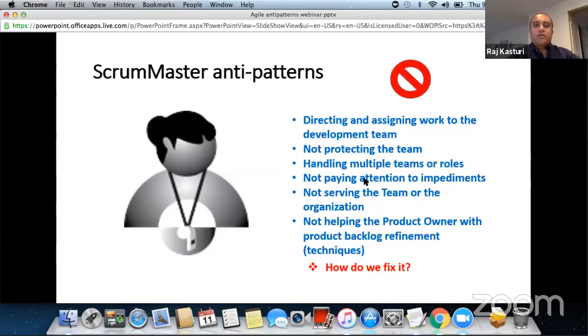All right, select what is the most important quality or characteristic that is important for you in a Scrum Master role. So there's no right or wrong answer here. It's just your opinion here.